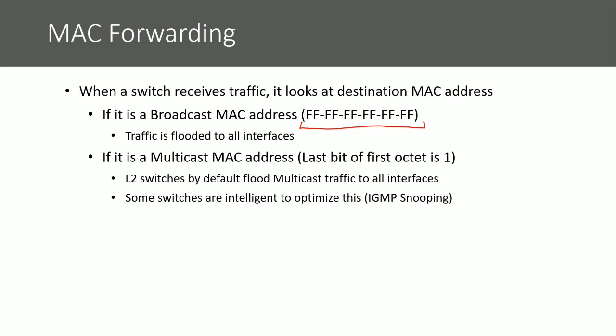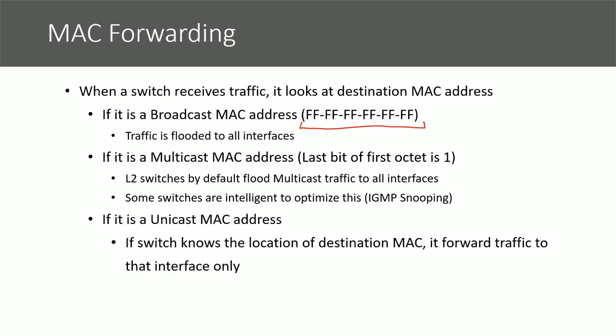Within the scope of this course, you can consider multicast traffic to be forwarded to all interfaces that are active in the network. If the destination MAC address is a unicast MAC address, which is the typical scenario, we have two options. First, if the switch knows exactly the location of this destination MAC address, it will forward the traffic to that interface only because it is destined to that certain device, and there is no need to send this frame to any other device in the network.